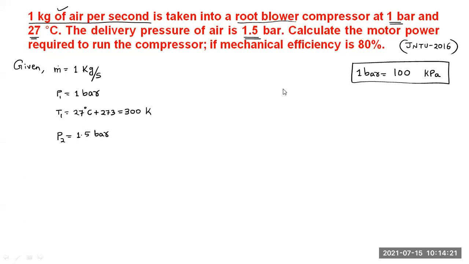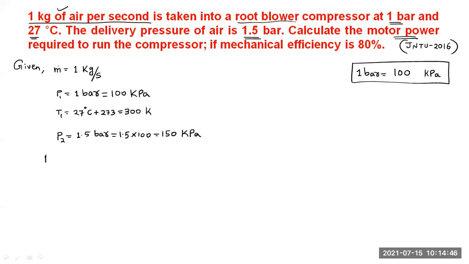Okay, so 1 bar we have got 100 kilopascal. So here 1 bar equal to 100 kilopascal we have converted, and here also pressure is 1.5 bar, which is equal to 1.5 into 100. So it will be 150 kilopascal. Next, we have to calculate the motor power.